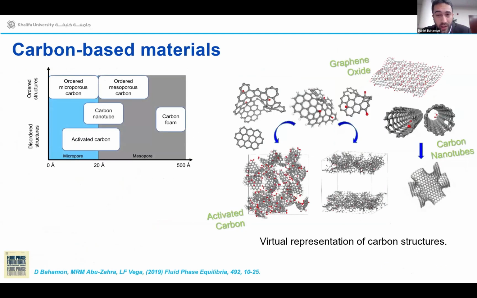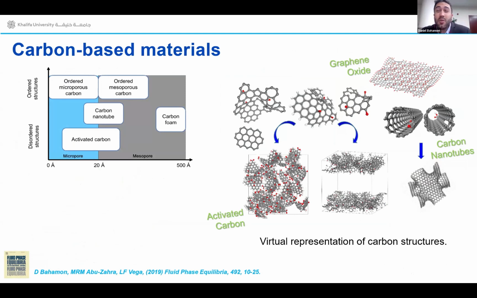Now, this seminar will be devoted to carbon-based materials, of course. Just to mention that there are many variations or different types of carbon-based materials you might find in nature, or even hypothetical. So we can talk about the very well-known graphite or graphene up to graphene oxide and carbon nanotubes. You can also have activated carbons and some other carbon foams.